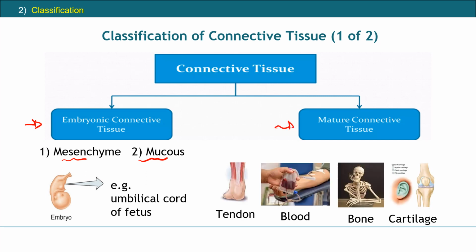And here we will talk about so many things. These are just some examples: tendon, blood, bones, cartilage, and there will be more. Okay, so later I will just focus on the mature connective tissue, and there will be a lot of information. So let's start with the first one, with the mesenchyme.